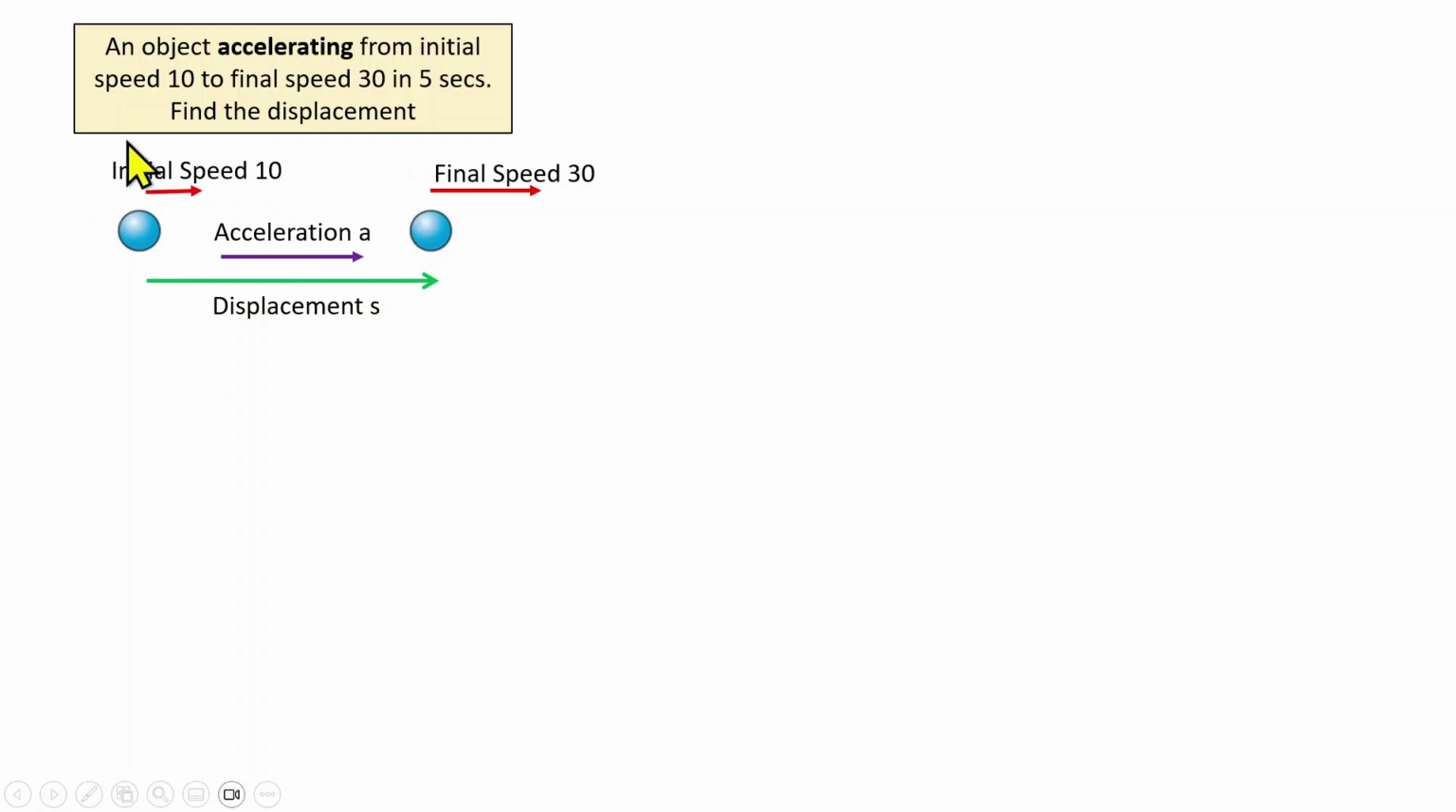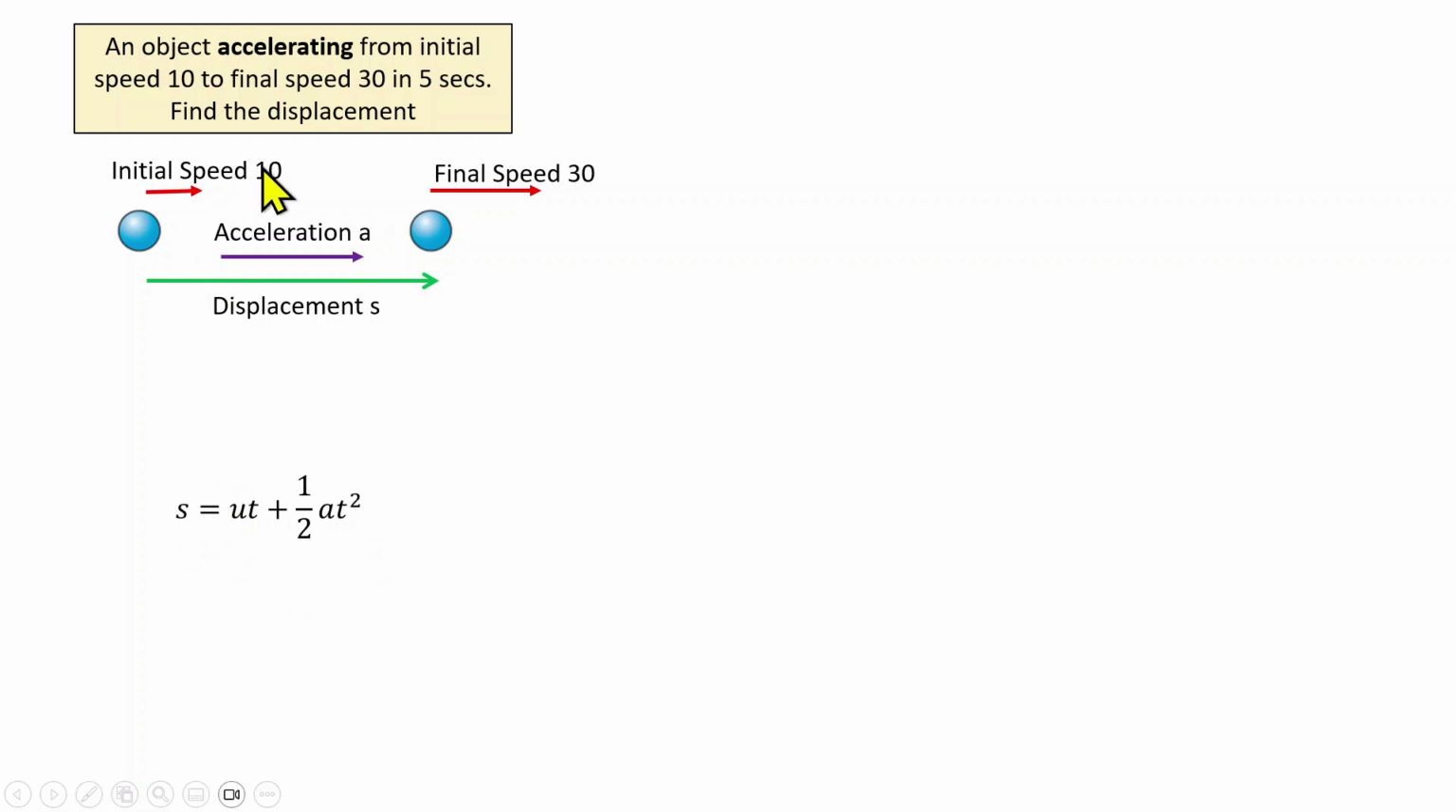An object accelerating from initial speed 10 to a final speed 30 in 5 seconds, and we need to figure out the displacement. So we can use any suvat equation. So in the diagram, it is clearly specified that initial speed is 10, final speed is 30, which means the object is clearly accelerating. Hence, the direction of acceleration is towards the right hand side. And how do we figure out the displacement? Using the equation s is equal to ut plus half at square.